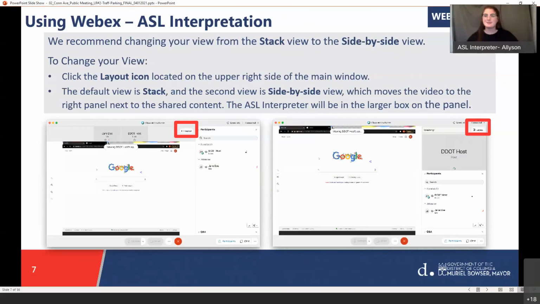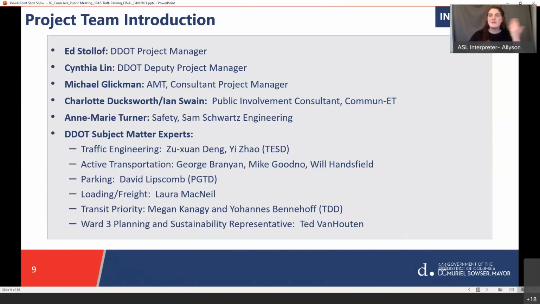Thank you, Charlotte. We're now going to do a little bit of an introduction and project overview. So let me introduce our project team. I'm Ed Stoloff, the DDOT project manager. Cynthia Lynn is our deputy project manager. Michael Glickman is our consultant manager from AMT. Charlotte Duxworth and Ian Swain are our public involvement consultants from the firm of CommuneET. Anne-Marie Turner is our safety consultant from Sam Schwartz Engineering.